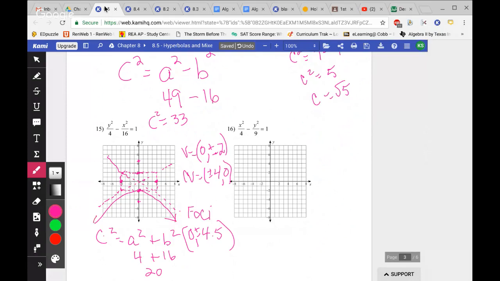So your foci are, once again, much like the ellipse, on the inside of your hyperbola, but obviously it opens like that. So that's how you graph those. You kind of use your asymptotes and your vertex to direct and guide you, and your foci should look like they're being squeezed by it.